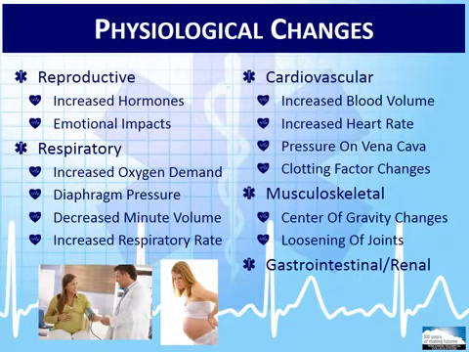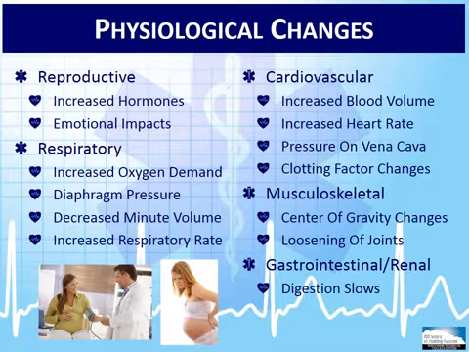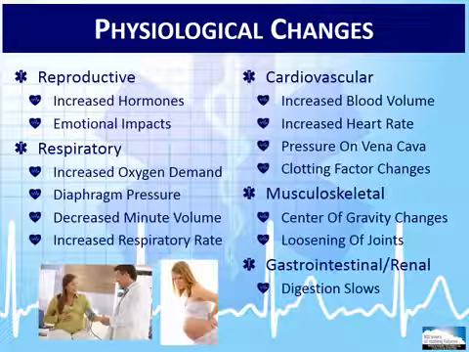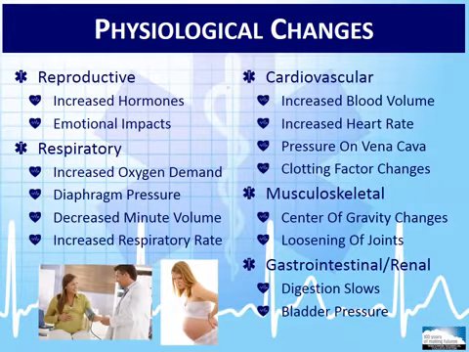The gastrointestinal system is also impacted by the pregnancy. Digestion slows, which can lead to nausea and vomiting. The fetus also places pressure on the bladder and intestines, which results in increased need to urinate and possible incontinence.